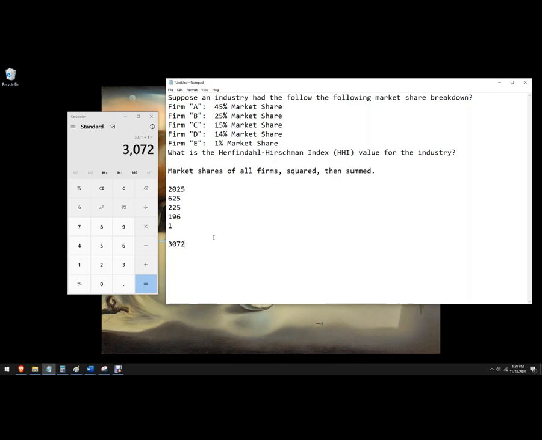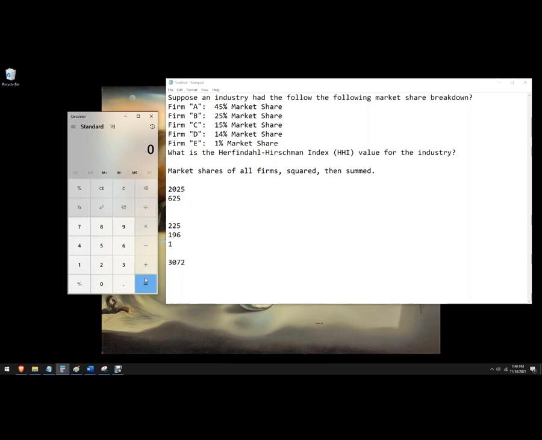So you might run into a question where they say, now recalculate it if, let's say, firm A and B merge. That's not going to change any of these other numbers. It's just going to change this number here. Nope, I did that wrong. That's not how you do that.